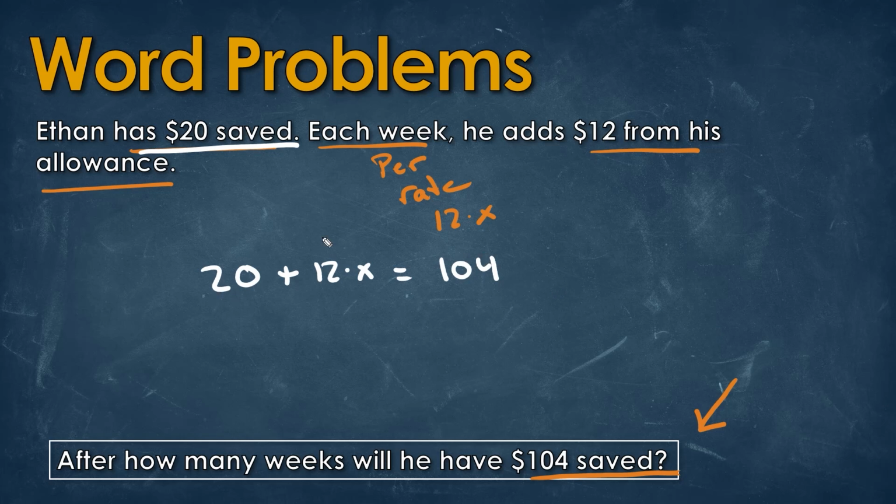So what we want to do is get the x variable by itself and all of our numbers to the other side.